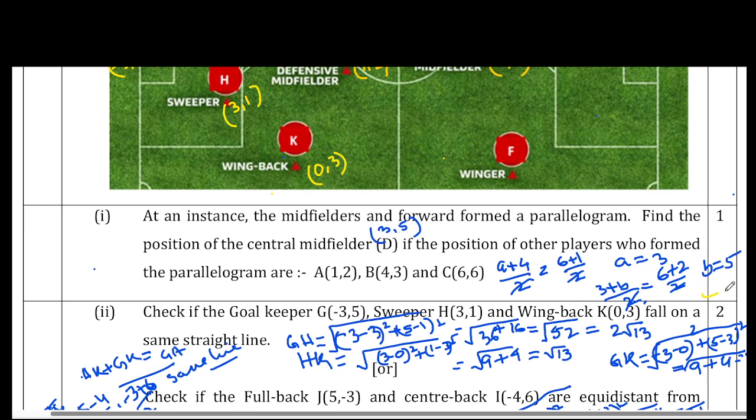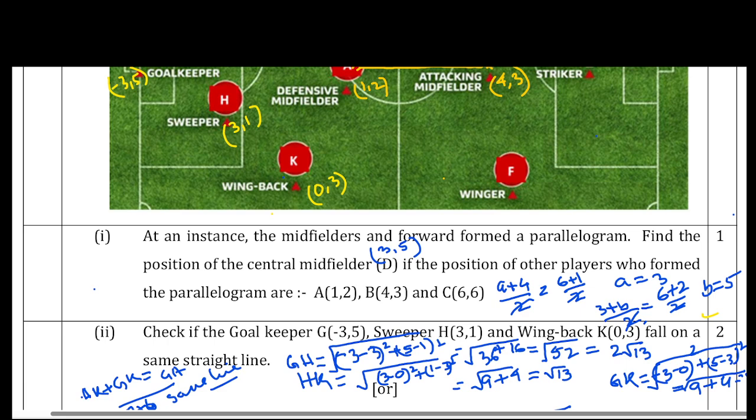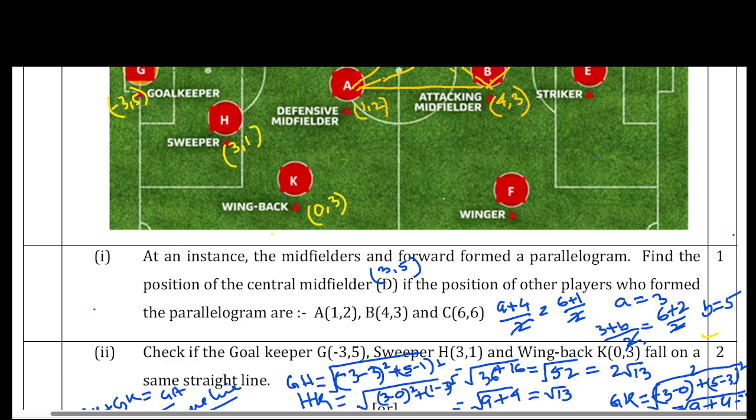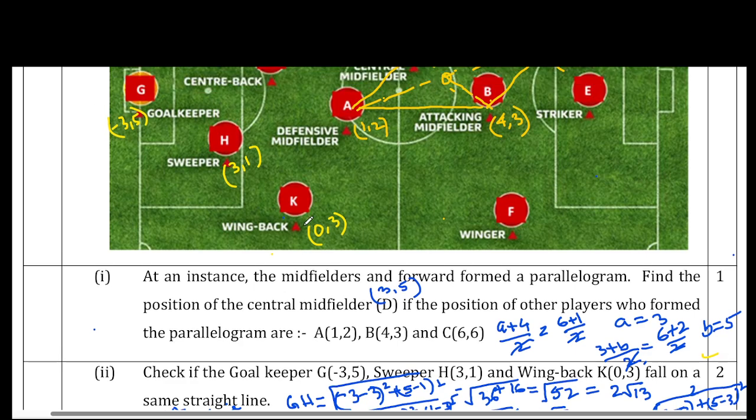Midpoint. Similarly, check the goalkeeper G (3, 5), sweeper (3, 1), wingback (0, 3) fall on the same line. So find out, here you can find out that these three positions are in the same line.